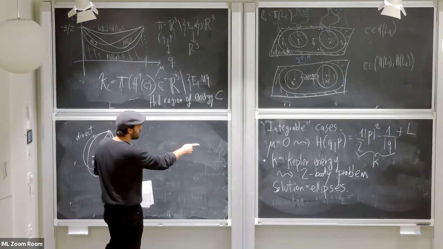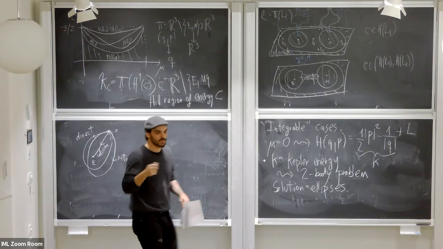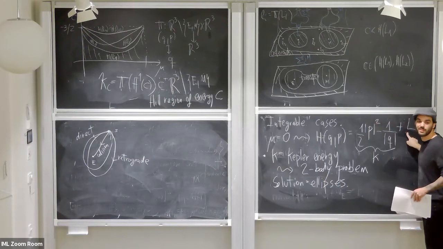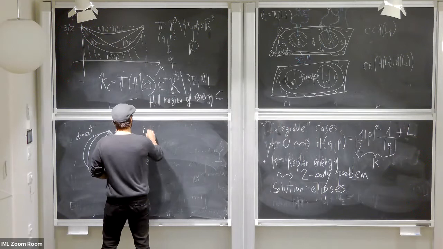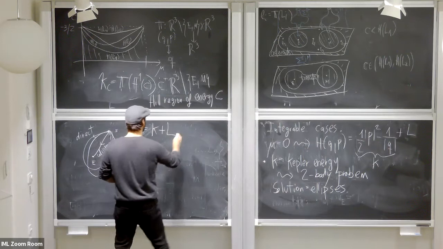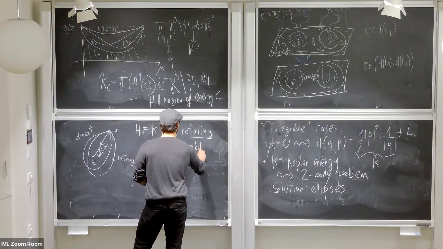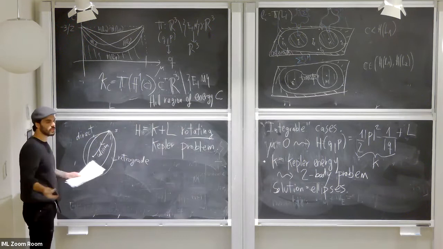And here, well, we set one of the parameters of the problem to zero. We didn't exactly get the Kepler problem because we need to remember that we're not working in the inertial reference frame, we are rotating. So this is what L is remembering. This is usually called the rotating Kepler problem. So this is the Kepler problem in a rotating frame. So H is K plus L. This is the rotating Kepler problem, or if you want, the Kepler problem in a rotating frame.